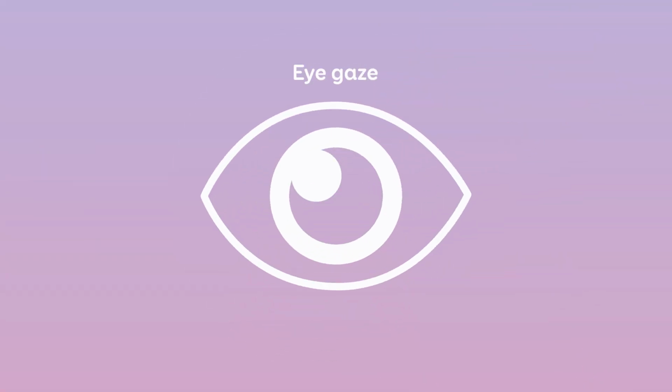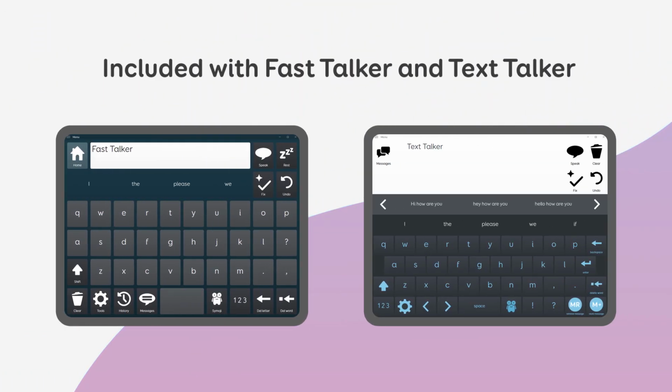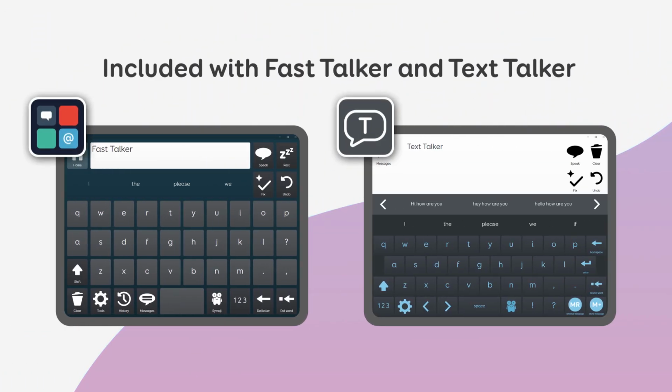Designed for text AAC users using any type of alternative access, Fix makes typing and talking easier. It is now a standard option in our Fast Talker and Text Talker grid sets.